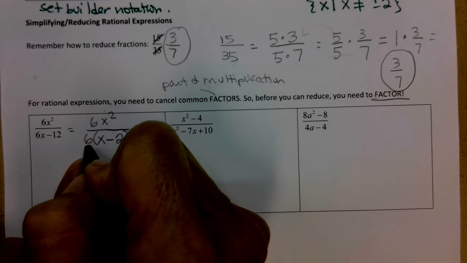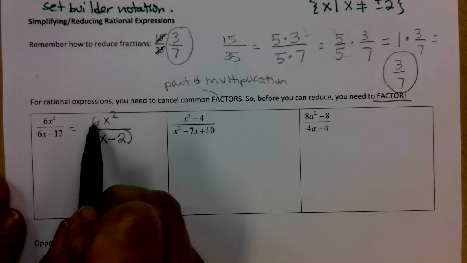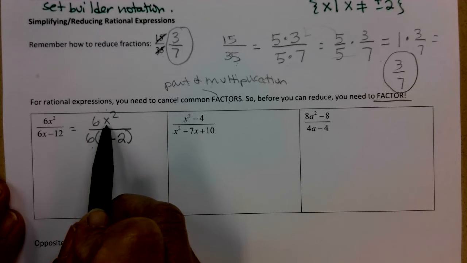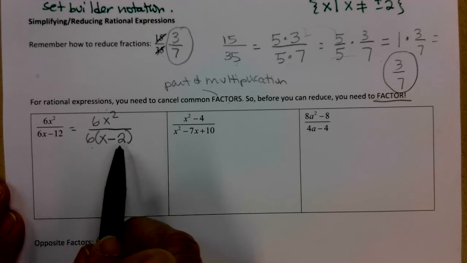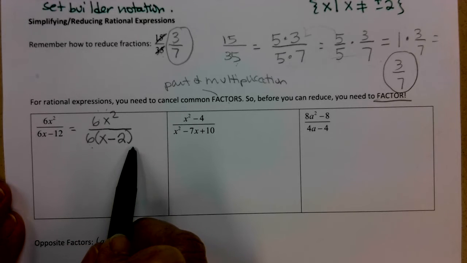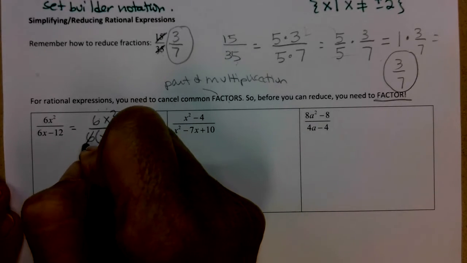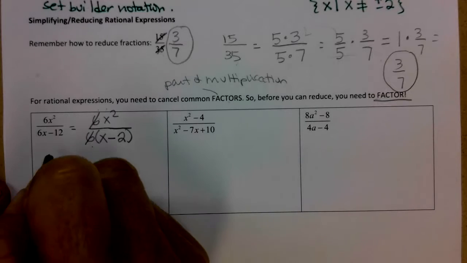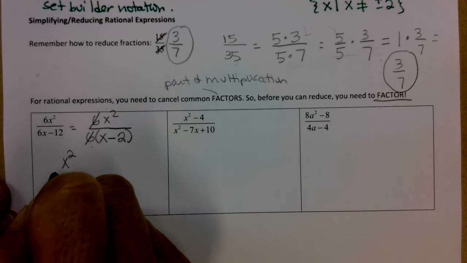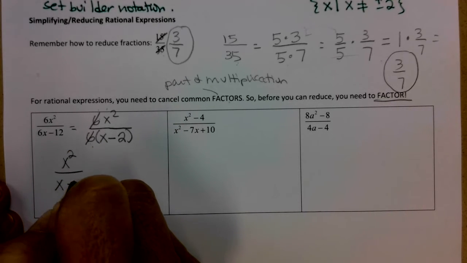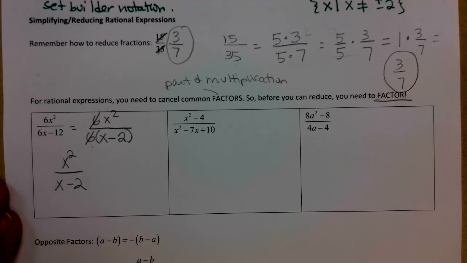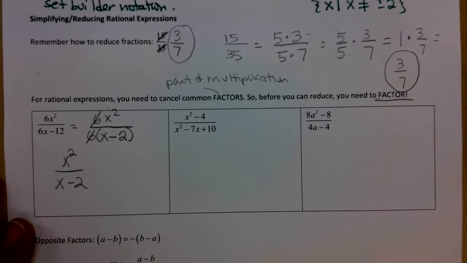So now here's that 6 over 6. And it's 6 times x squared for the top and 6 times x minus 2 on the bottom. You can tell it's a factor if it's multiplying everything else that's on that level. So now those are the 6 over 6's that I can cancel. And I'm left with a reduced but equivalent form, x squared over x minus 2.